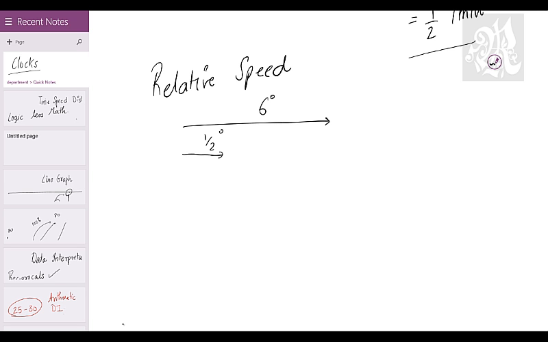But they go in the same direction. So can I say they are in the same direction? Because they are in the same direction, the minute hand goes 5.5 degrees ahead of the hour hand every minute. Because the minute hand goes 6 and the hour hand goes half. So the minute hand is relatively 5.5 ahead, right? Which means every minute the minute hand moves ahead by 5.5.